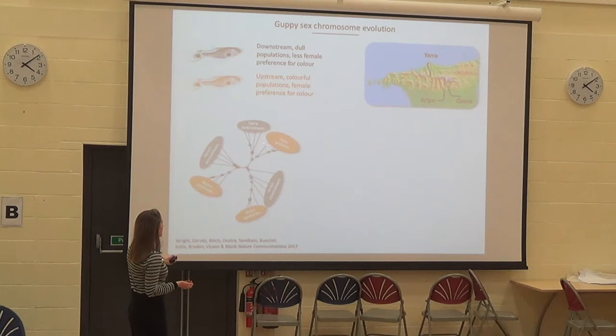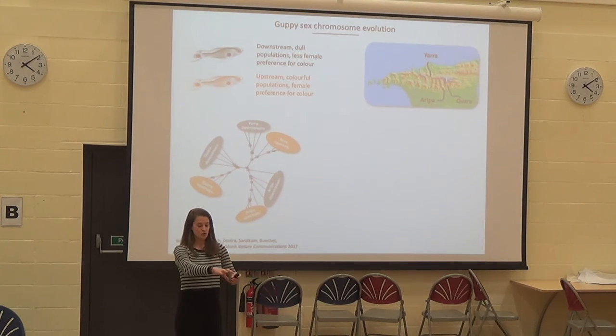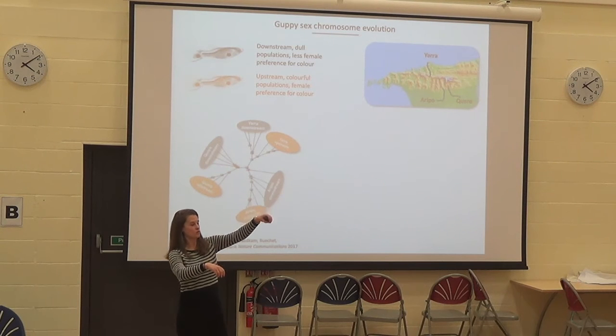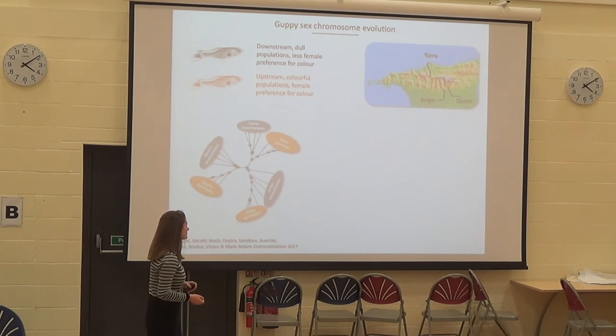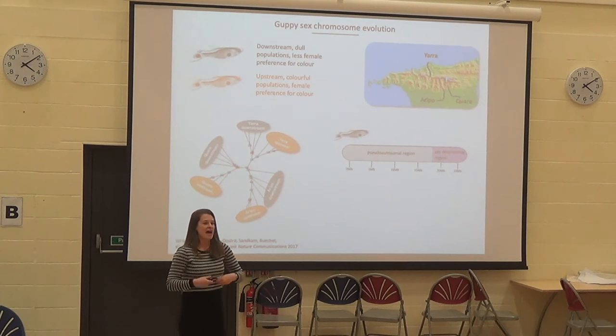So what we see is that guppies are more closely related to each other within each watershed. So that's Yarra watershed, Aripo watershed, and Quare watershed. And the upstream population has evolved from the downstream individuals. So there have been downstream guppies that have managed to get up the waterfalls to the upstream populations and then become more colourful. So what we then did was look at the sex chromosomes of the guppies in these different populations.